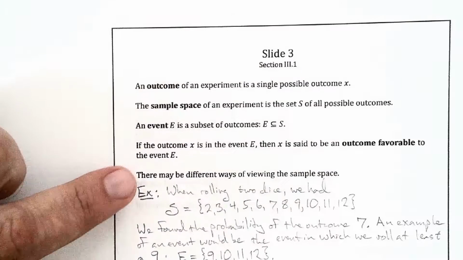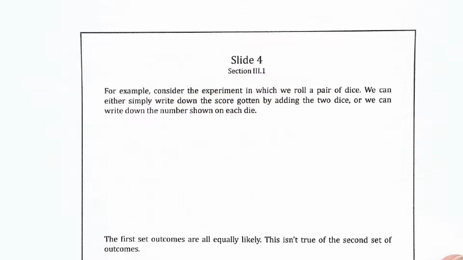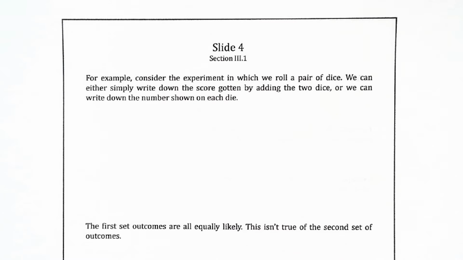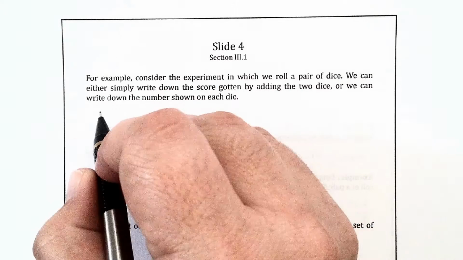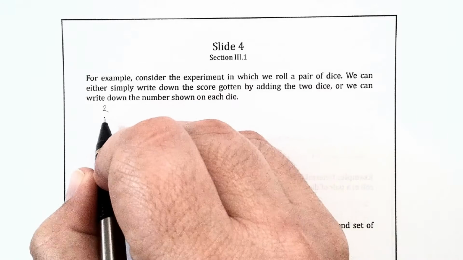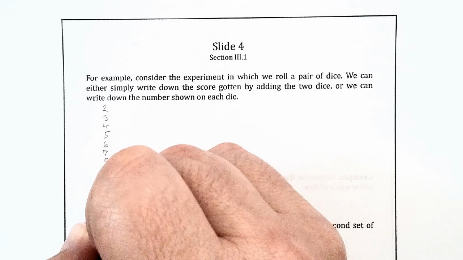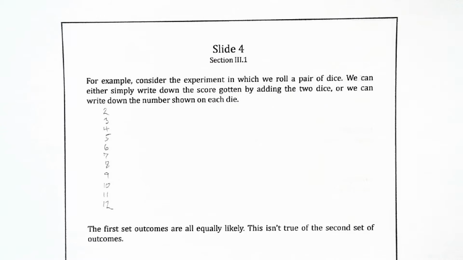Now, as I note here, there may be different ways of viewing the sample space. And this is an important thing to understand. So for example, when we roll a pair of dice, you can either simply write down the score that we got by adding the 2 dice, or you can write down the number shown on each die. Okay, so the first way, let me just redo it here so we've got it on this slide as well. I'll have to write small. Okay, the first way of looking at it was that. Okay, 2 through 12. And there's nothing wrong with that.